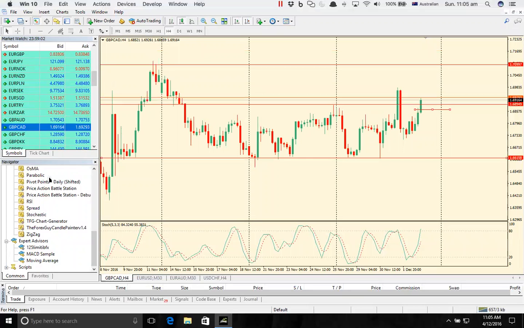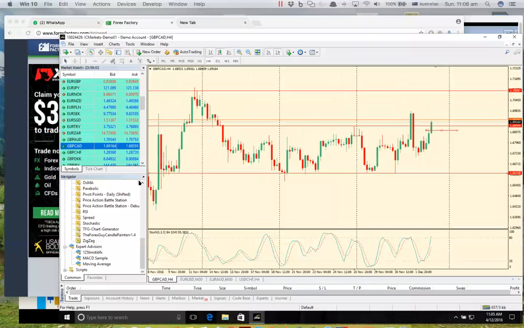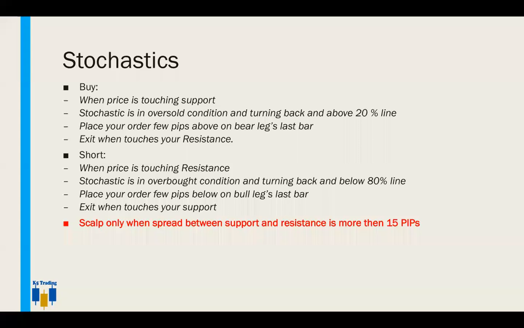Okay, that's enough of that analysis. Let's go back to our training. So we've done the stochastic, the MACD, and moving average, and this is one of the signals from the stochastic. When the price is touching support, the stochastic is in oversold condition and turning back above the 20% line, place your order a few pips above the bear leg's last bar.